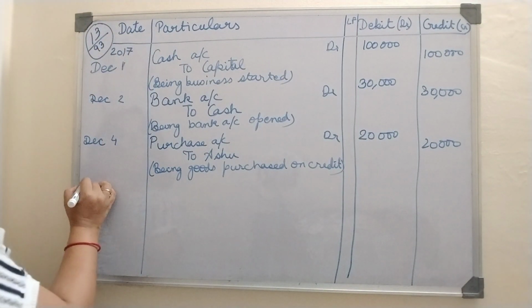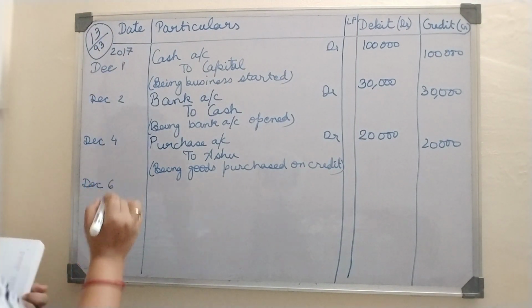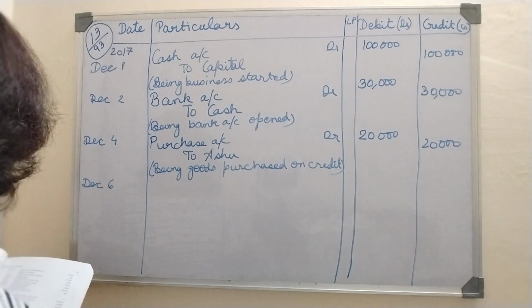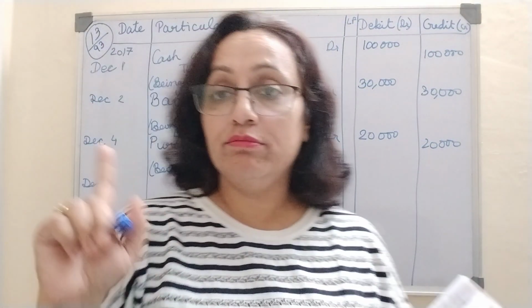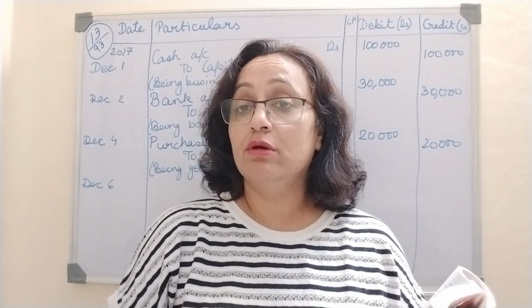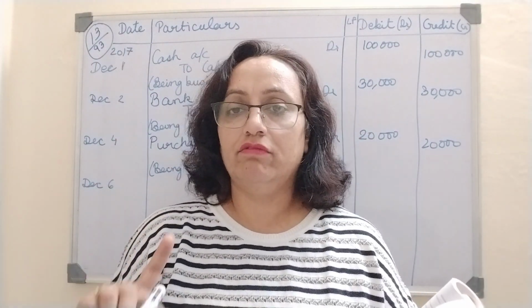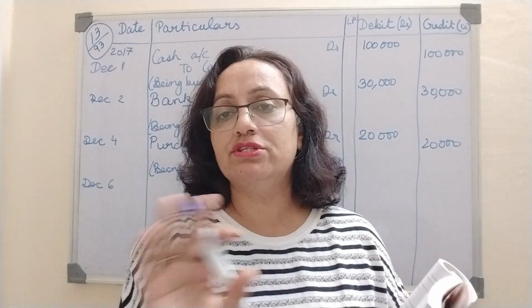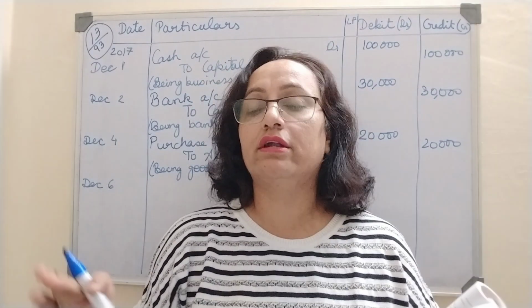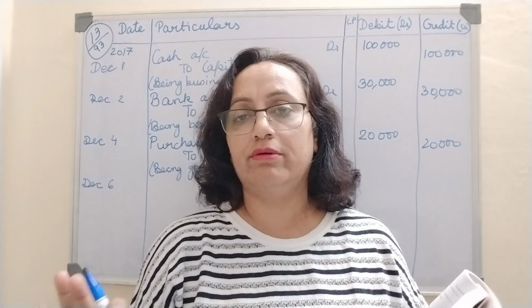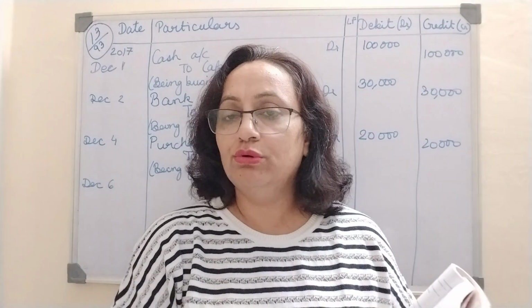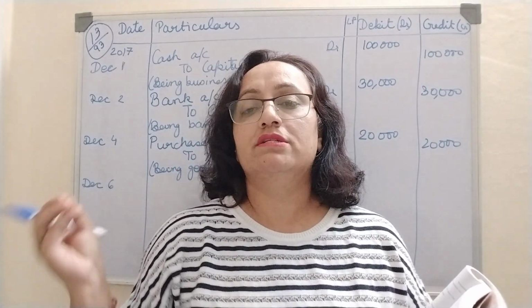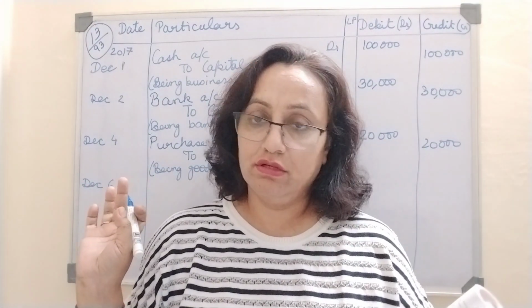Now next is December 6. December 6 says sold goods to Rahul for cash. So now over here we will not mention name of Rahul. Why? Because cash has come. When the word cash is there, no need to mention name of any creditor or debtor because this is not credit or debit. When everything is finished in cash means we don't need to carry the name of that person in our books of account.